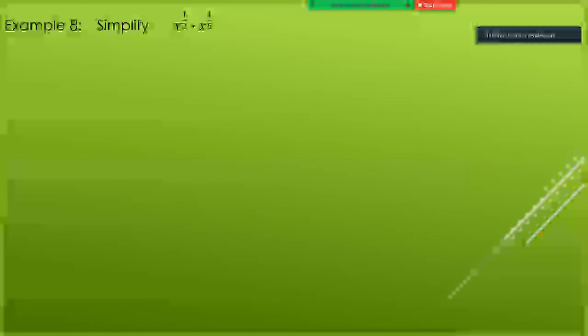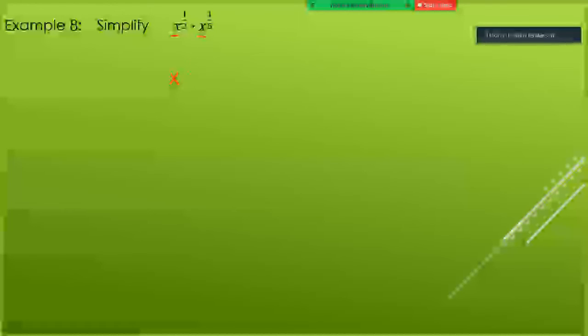Here's another type of problem we might run into. Simplify x to the 1/2 times x to the 1/5. So really, this is almost like a product rule problem. We've got the same base, right? X and x. So in theory, our exponents can be added here, but we've got these terrible fractions. They're not whole numbers that we can easily add. So let's see what we can do to clean this up a little bit.